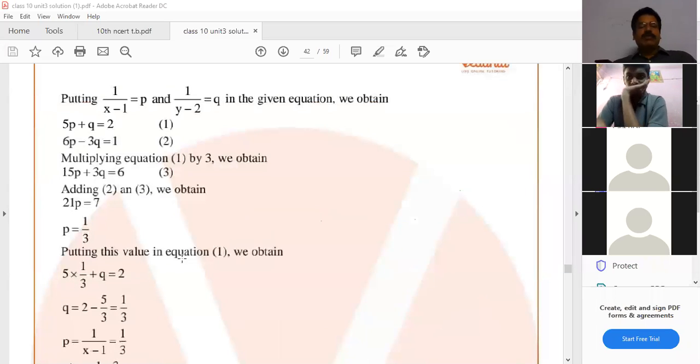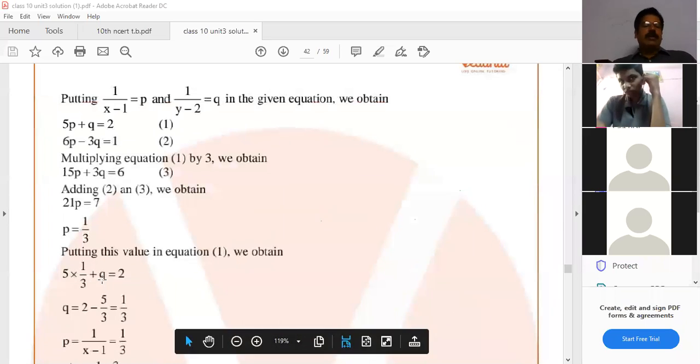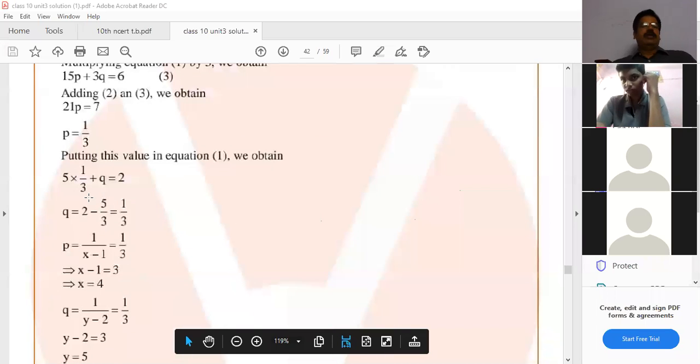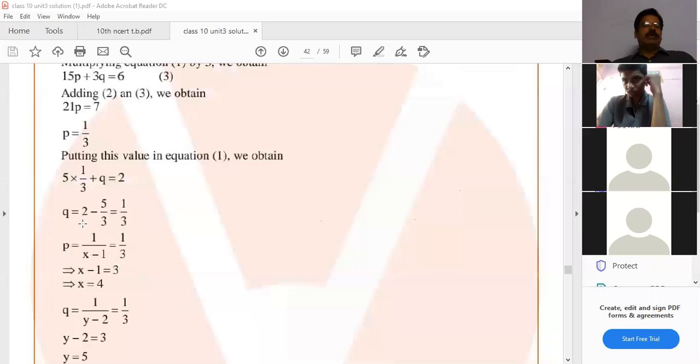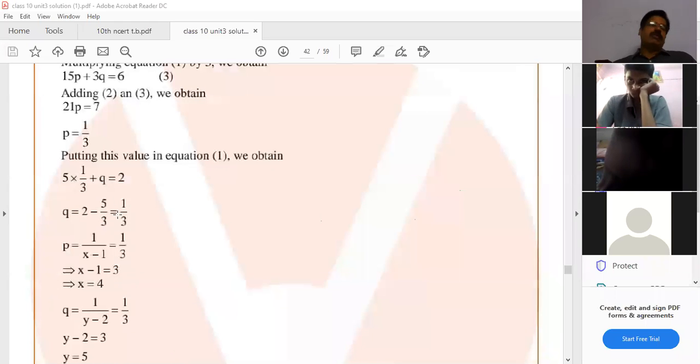Putting this value in equation 1, 5 into 1 by 3 plus q equal to 2. That means 5 by 3. Then q equal to 2 minus 5 by 3. LCM 3. 3 2s are 6, 6 minus 5, 1 by 3. So q equal to 1 by 3 we got. P equal to 1 by 3, q equal to 1 by 3 we got.